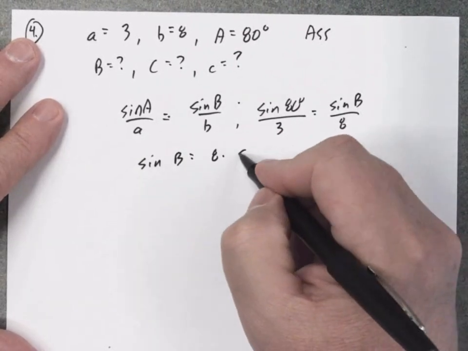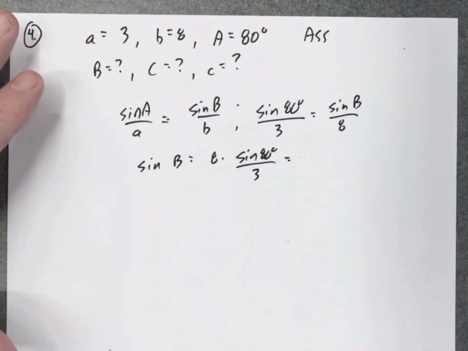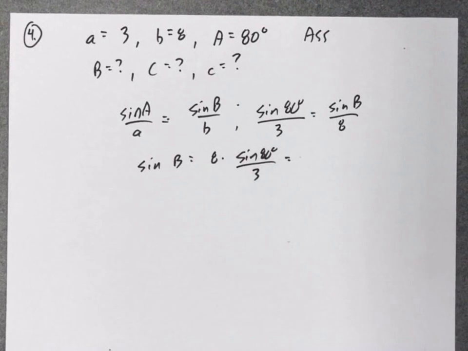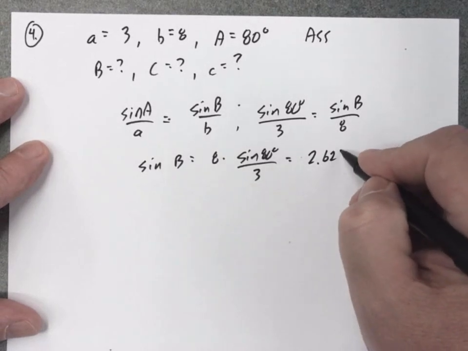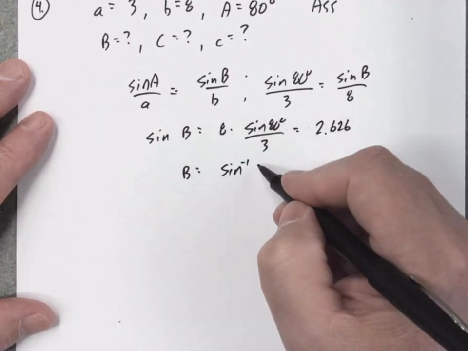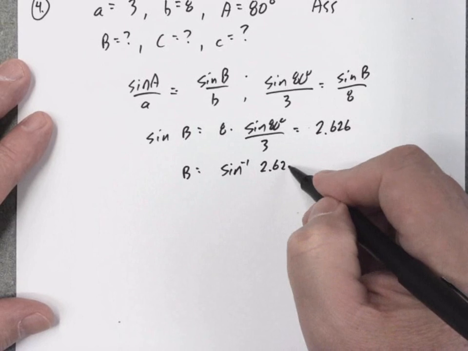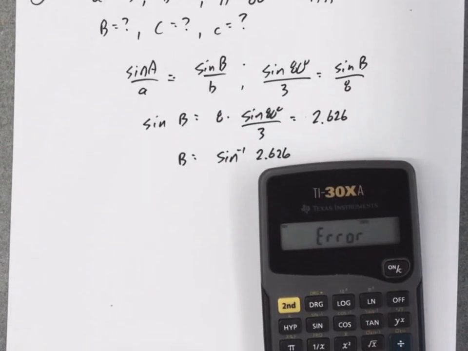It's 8 times the sine of 80 degrees over 3. Grab your calculator, make sure you're in the degree mode. 80 sine times 8 divided by 3 equals 2.626. So now angle B is going to be the inverse sine of 2.626. So when I do my inverse sine, look at what I get, error.